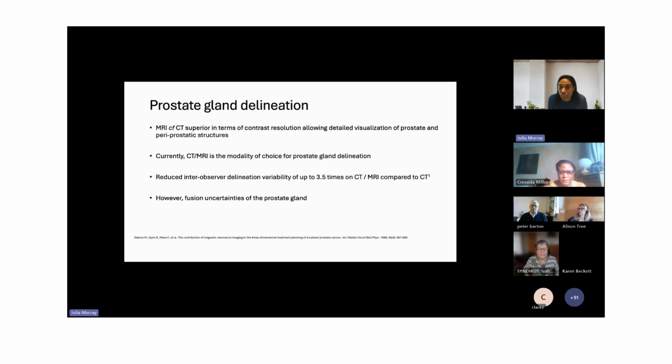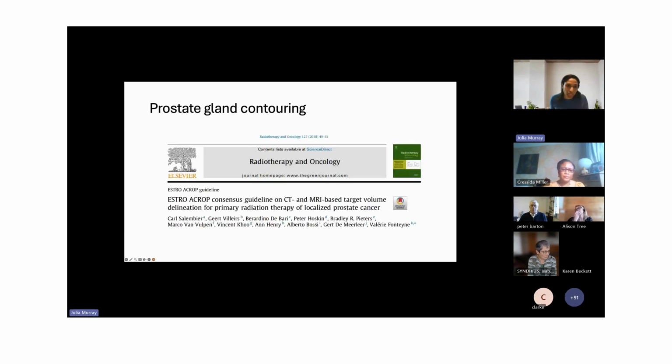We also know that using both CT and MRI reduces the inter-observer delineation variability by up to 3.5 times compared with just using CT. So when we're planning patients, we definitely need to be using CT and MRI, but be aware of the fusion. If you are fusing the CT and the MRI, this can cause some uncertainty in your outlining. So just be aware of that when you're contouring.